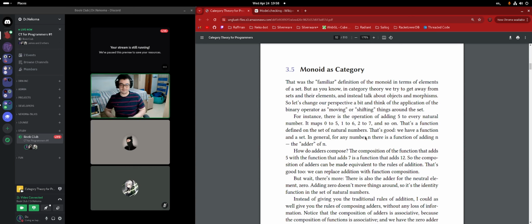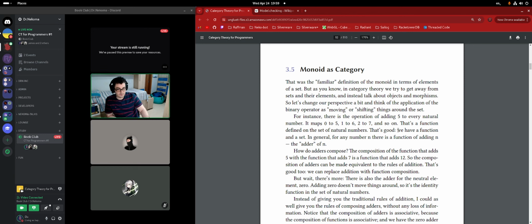Now comes the fun, right? Because now we're going to pick back up that interpretation that we just had about the mappend, and we're going to convert that to a category. So let's start. It all starts with the notion of adders, which is basically, addition will be moving like a needle on a line, right? So let's say, for instance, that there is an operation adding 5 to every natural number. It's going to map 0 to 5, 1 to 6, and so on.